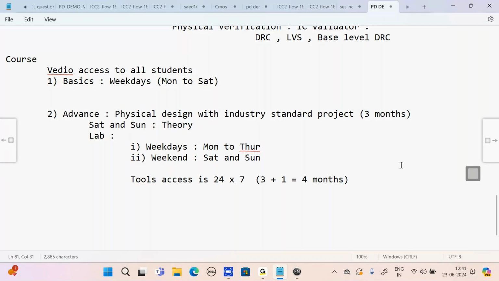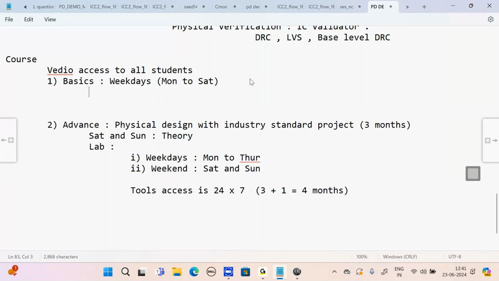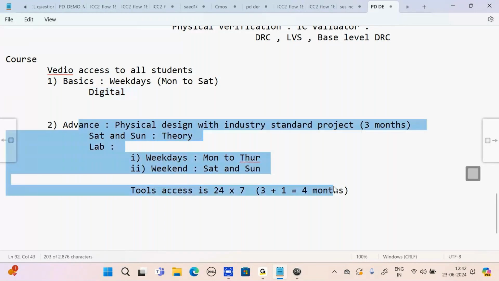So basics, what is covered? So we will cover digital. Digital is nowhere used for physical design, but at least you should know what is a mux. Yes, I'll come to the project later. You should know at least what is a mux, what is a flip flop, what is a latch, what is the difference between a latch and a flip flop. At least these basics you should know. And digital, most of the concepts we will never use in our physical design. But in the interview, what will they ask? Digital.